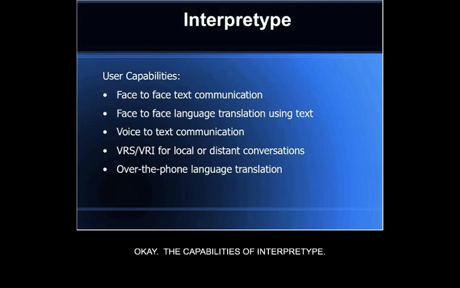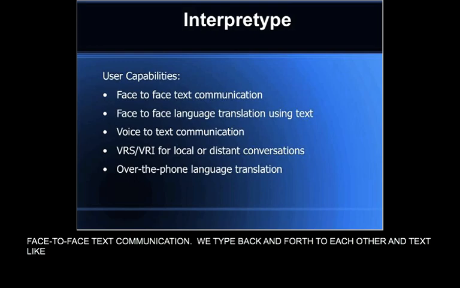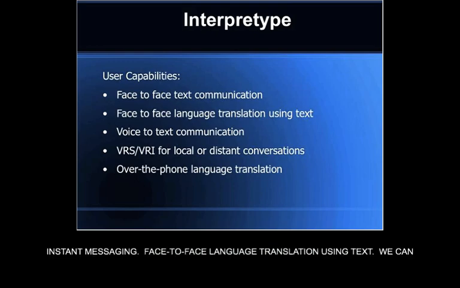Face-to-face text communication. Obviously, we can type back and forth to each other in text, like instant messaging. Face-to-face language translation using text. We can type in English and it will come out in either Spanish or French, or we can type in Spanish or French and it'll come back in English. So those are the languages we do using text.